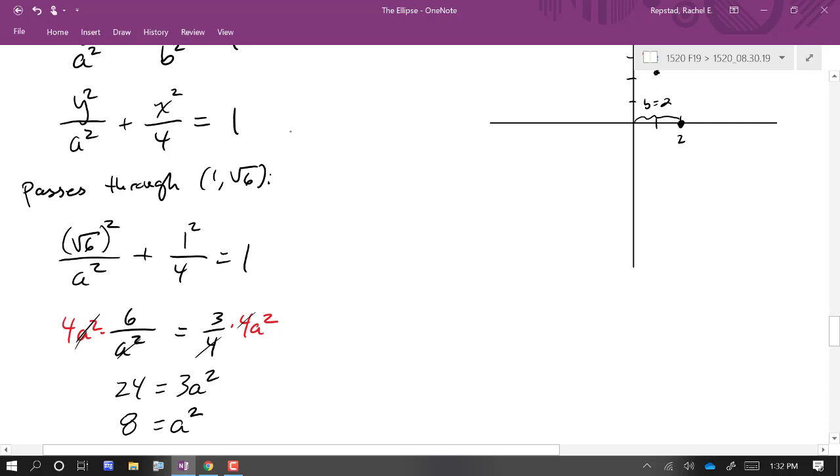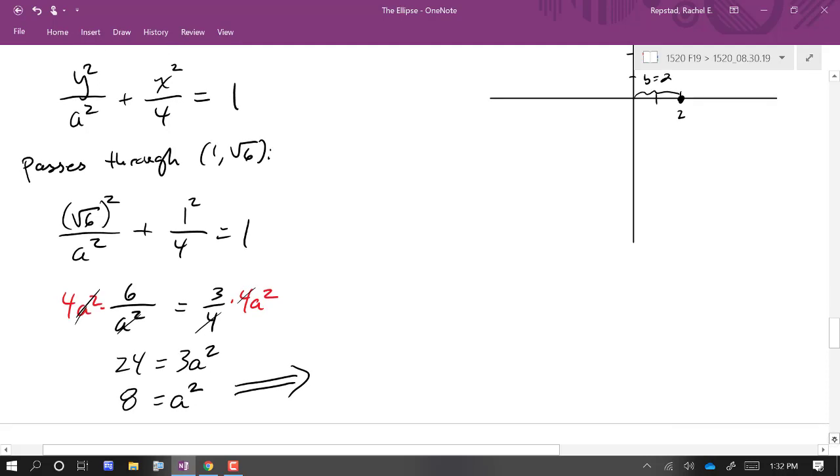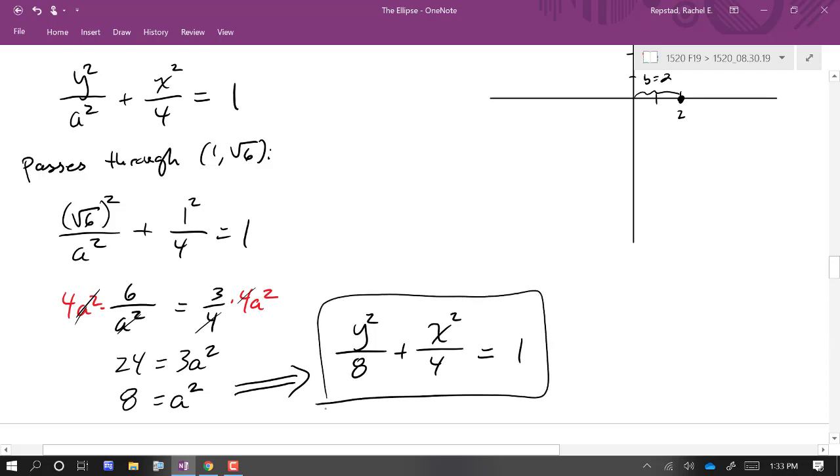And we're just about done, right? That's all we needed to finish finding this equation. So we have y squared over 8 plus x squared over 4 equals 1. How's that?